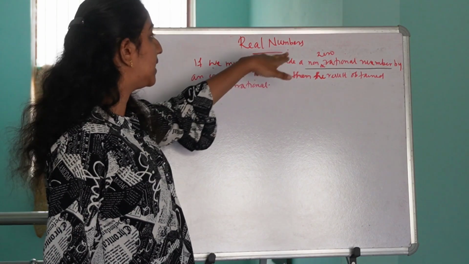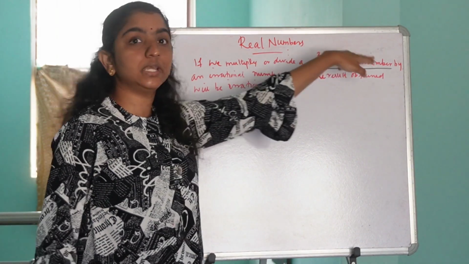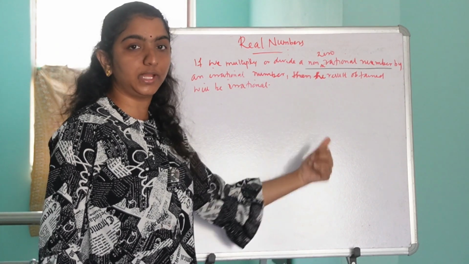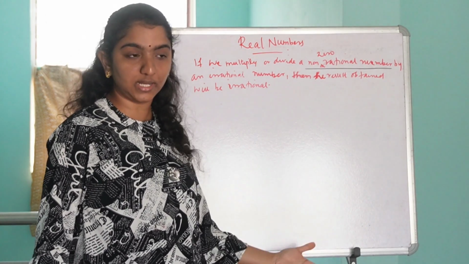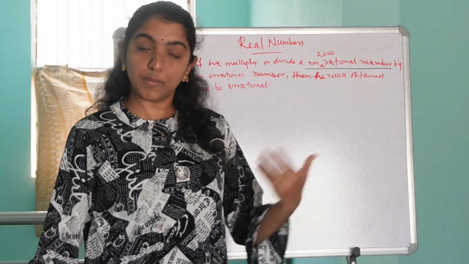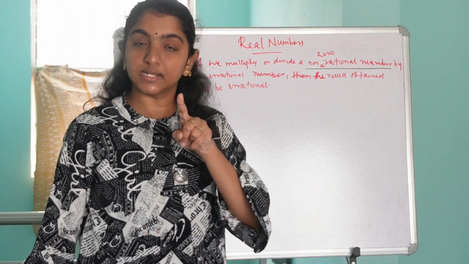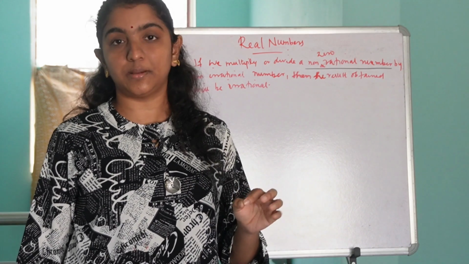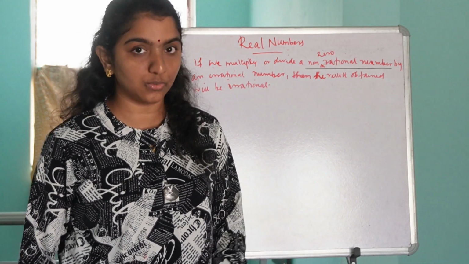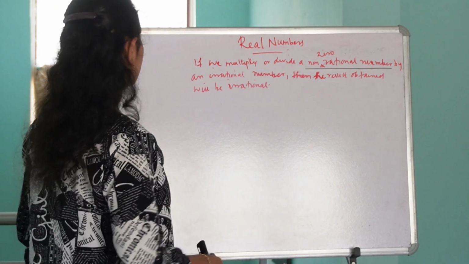When we multiply or divide a non-zero rational number and an irrational number, then the result obtained will be irrational. Is it clear? If we multiply or divide 0 by an irrational number, then the result obtained will be a rational number, because the result obtained is always equal to 0. Is it clear? Okay. So now let's discuss.